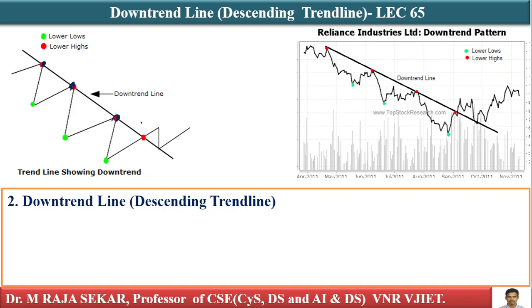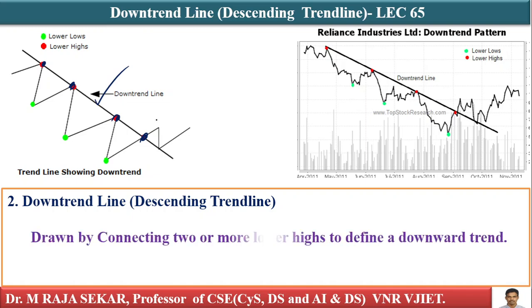This one is lower highs. That's what it says. This can be drawn by connecting two or more lower highs to define a downtrend line. This particular line is known as the downtrend line. It indicates a bearish trend. That is important.